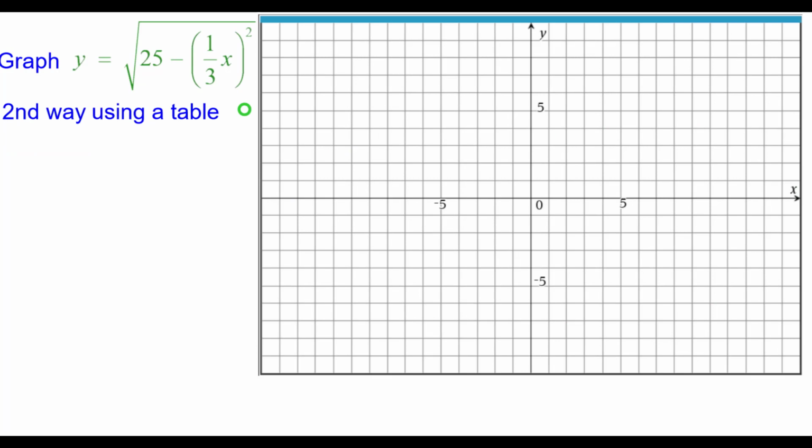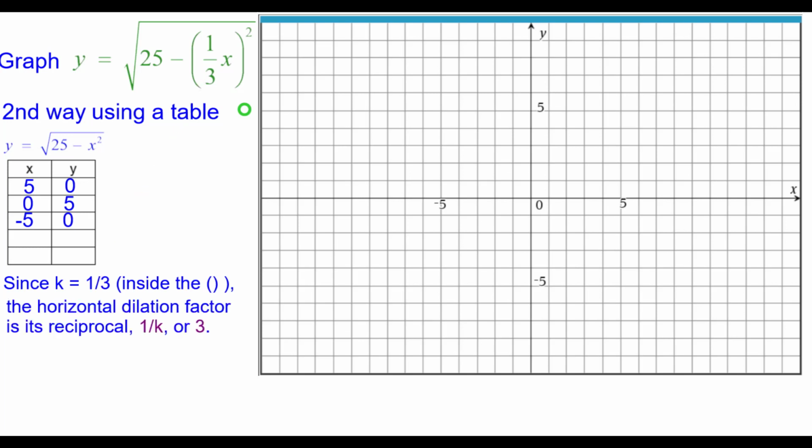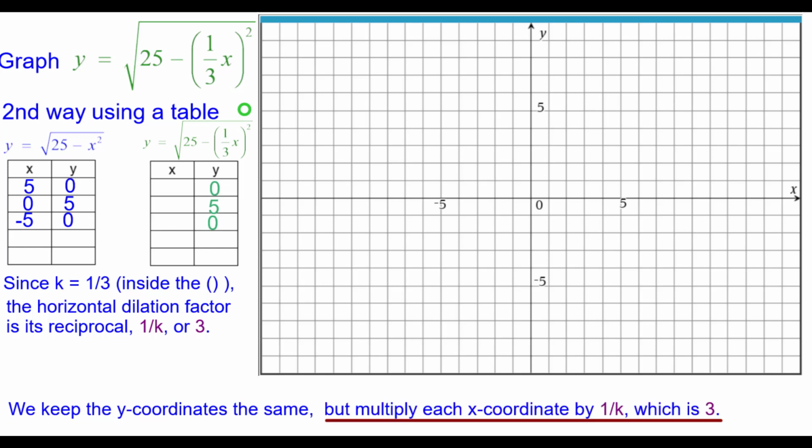Second way, using a table. Here are the table values we use, the x and y intercepts for that semicircle with a center at the origin. Since k is equal to 1/3 inside the parentheses there, the horizontal dilation factor is the reciprocal of 1/3, which is 3. Again, we keep the y coordinates the same. They're exactly the same, but we do multiply each x coordinate by 3.